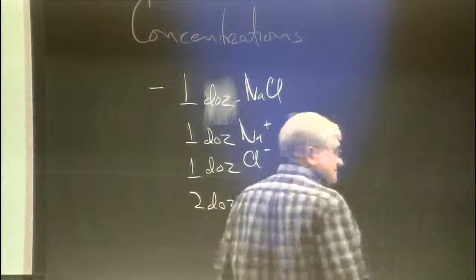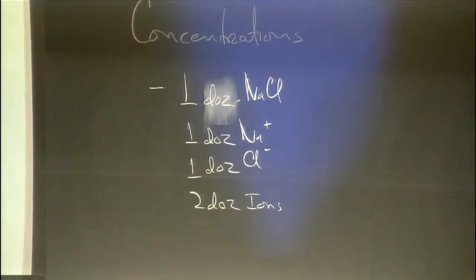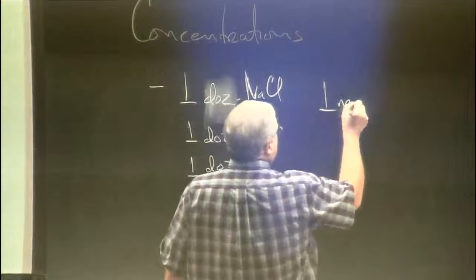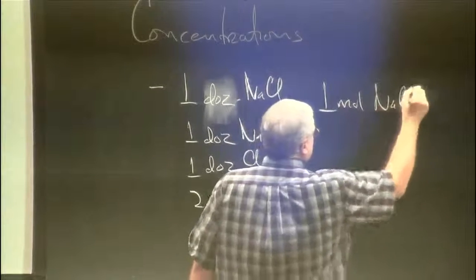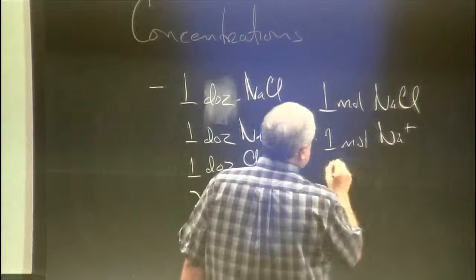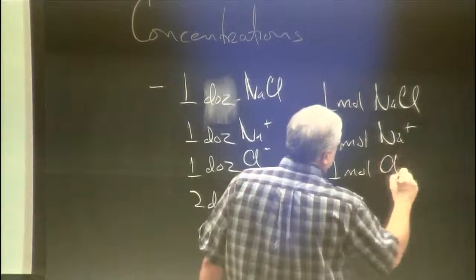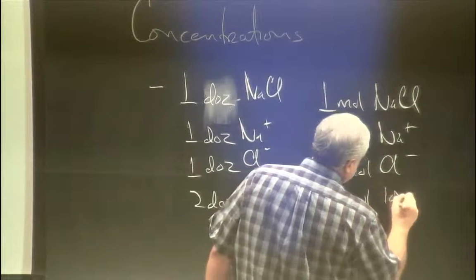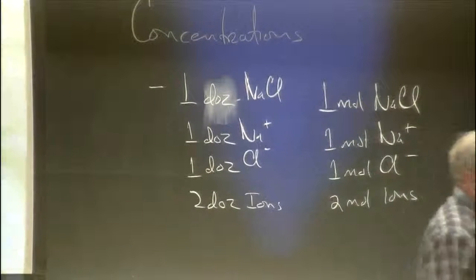Dozens is totally inappropriate when we're talking about such small particles. So what's the appropriate unit that we're talking about? The moles, yeah, the moles. So here we're going to have 1 mole of sodium chloride. That's going to be 1 mole of sodium ions, 1 mole of chloride ions, 2 moles of ions. Okay? Is that better? All right.